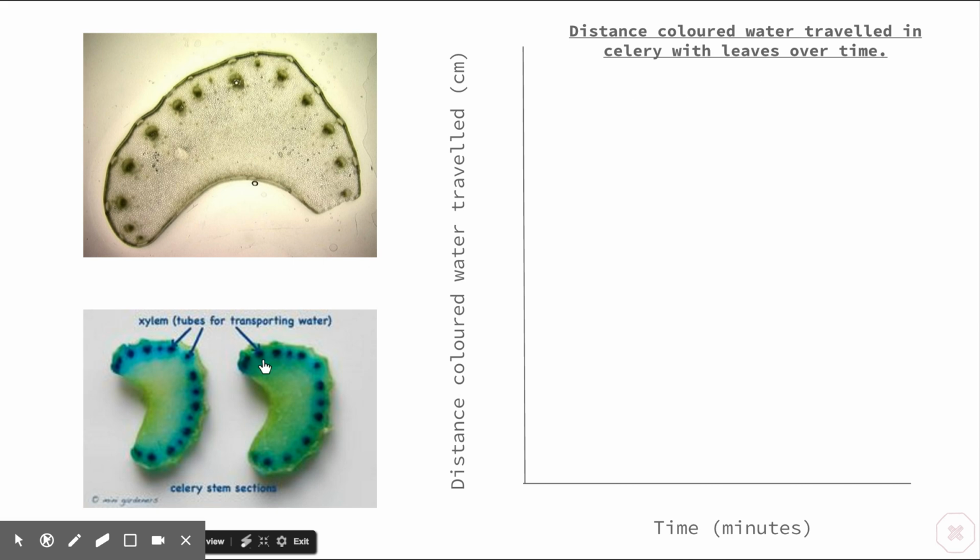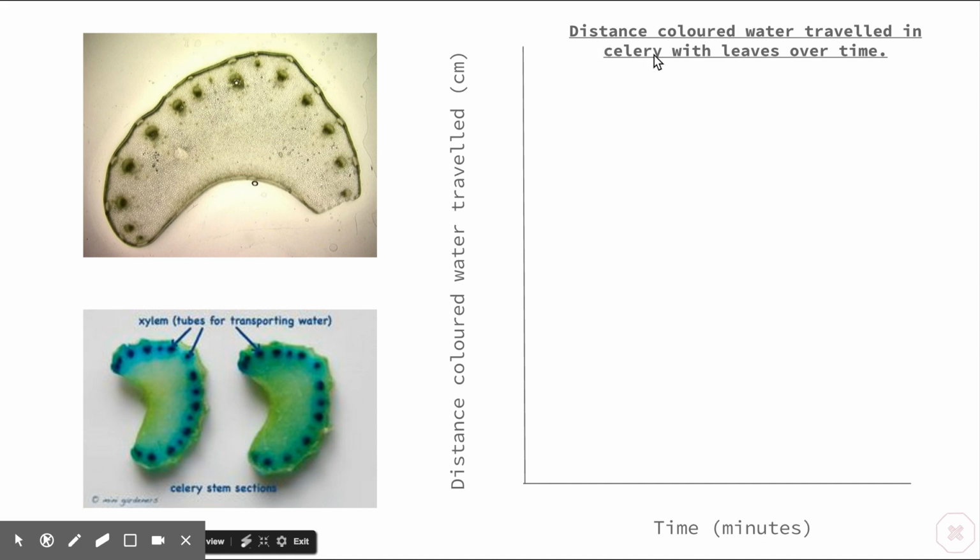Once we've gathered all of our results and we have measured how far the coloured dye has travelled in all of our celery stalks, we're going to graph that as a line graph. Our independent variable, the thing that we're changing, is the time. We're not changing anything else. We're just seeing how far the dye travels over that time. And obviously our dependent variable is the distance that the coloured water has travelled.